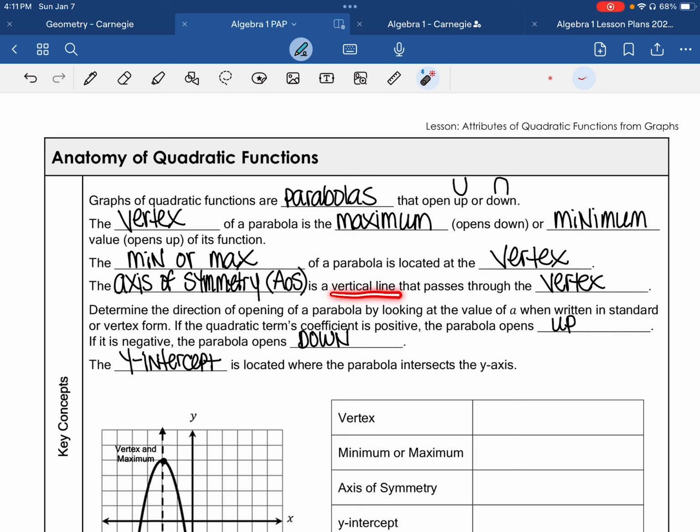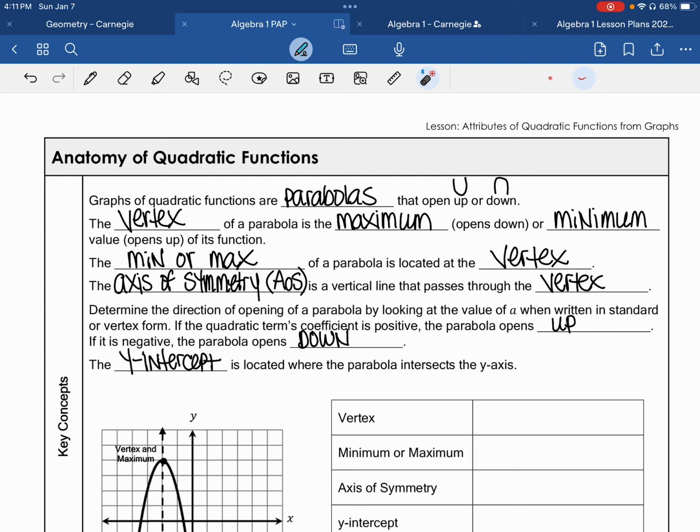Since it is vertical, we will always write it as x equals, and of course it will equal the x value of your vertex. Determine the direction of the opening of a parabola by looking at the value of a when written in standard or vertex form.